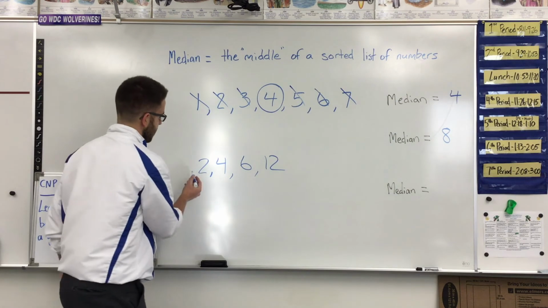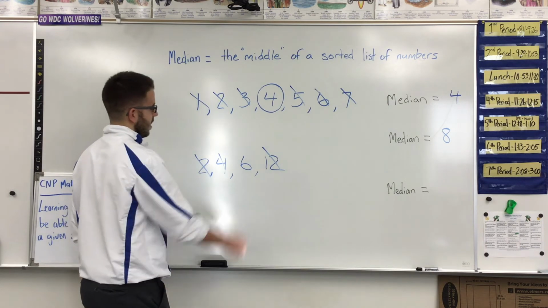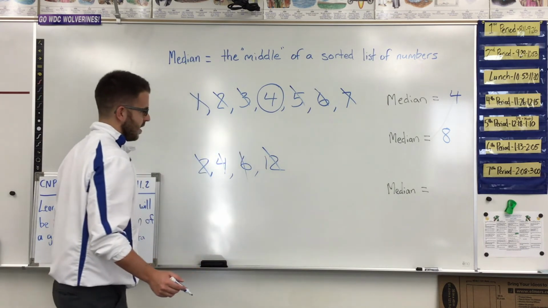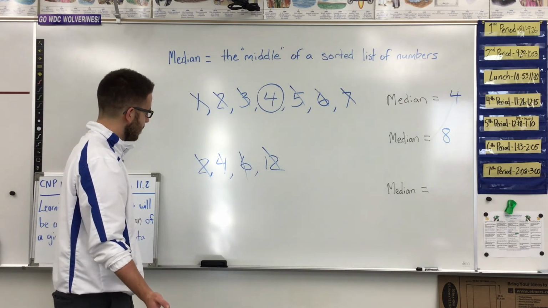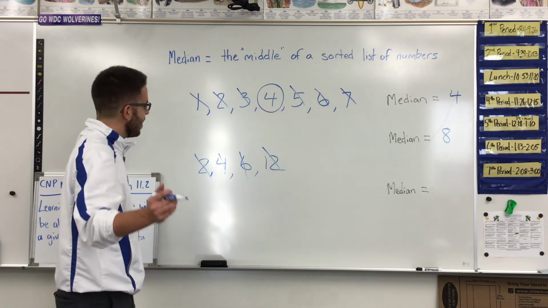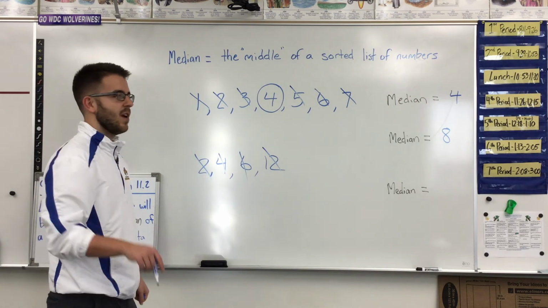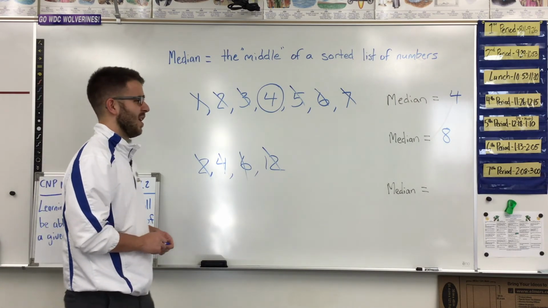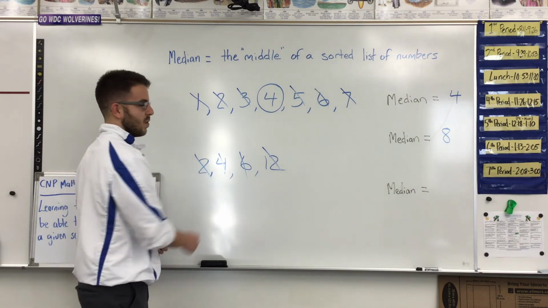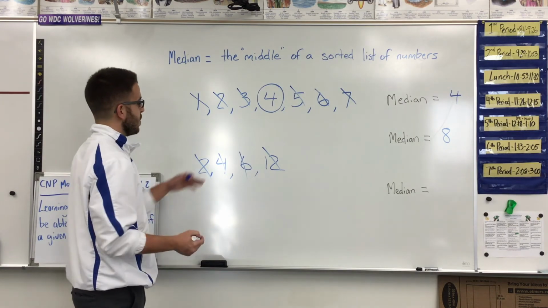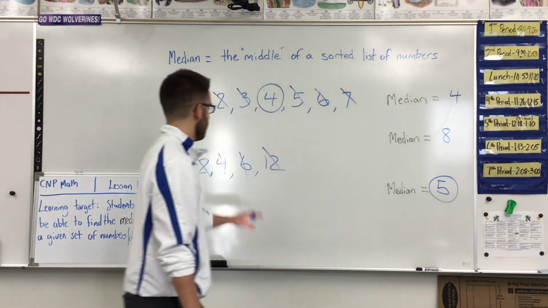Now I can just go through the process of crossing off the lowest, crossing off the biggest, crossing off the next lowest, crossing off the next biggest, and wait a second. What do we do now? If you guessed, figure out the middle of 4 and 6, you are correct. A lot of us might just know that automatically is 5, right? 5 is 1 away from 4, and 5 is 1 away from 6. So 5 would be our median of that group of numbers.